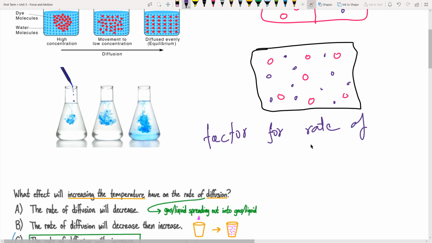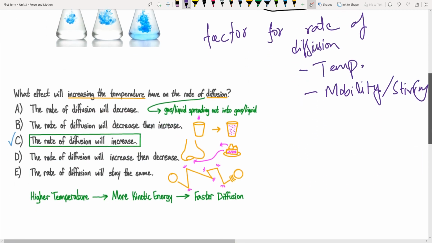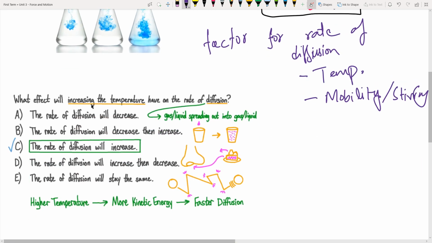So this is one important question that I have over here. We'll get into this, but first we need to enlist two factors. First factor is temperature, and the second factor is mobility, physical mobility, or physically if you shake or stir them. Stirring. So two things will affect. So over here, let's go through this question.